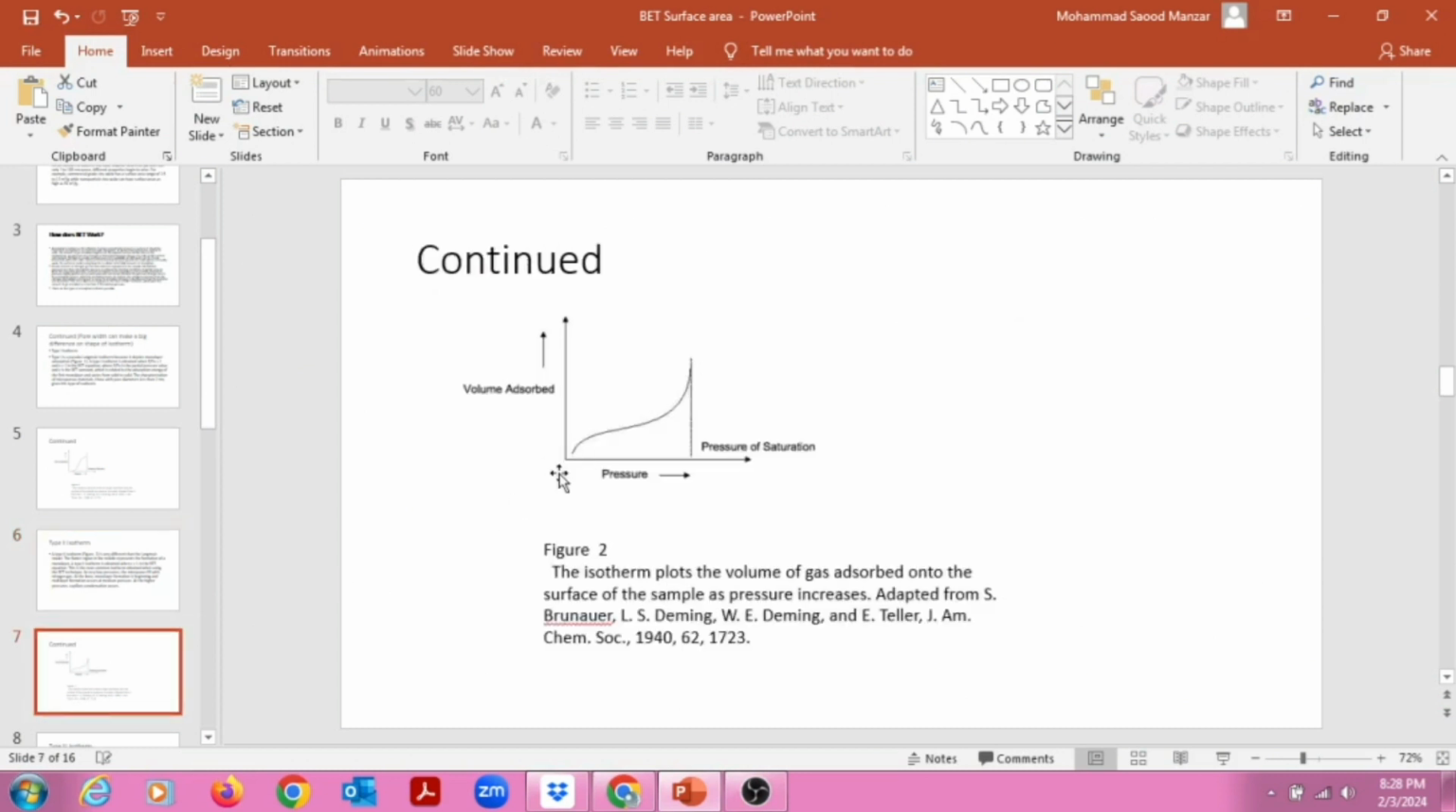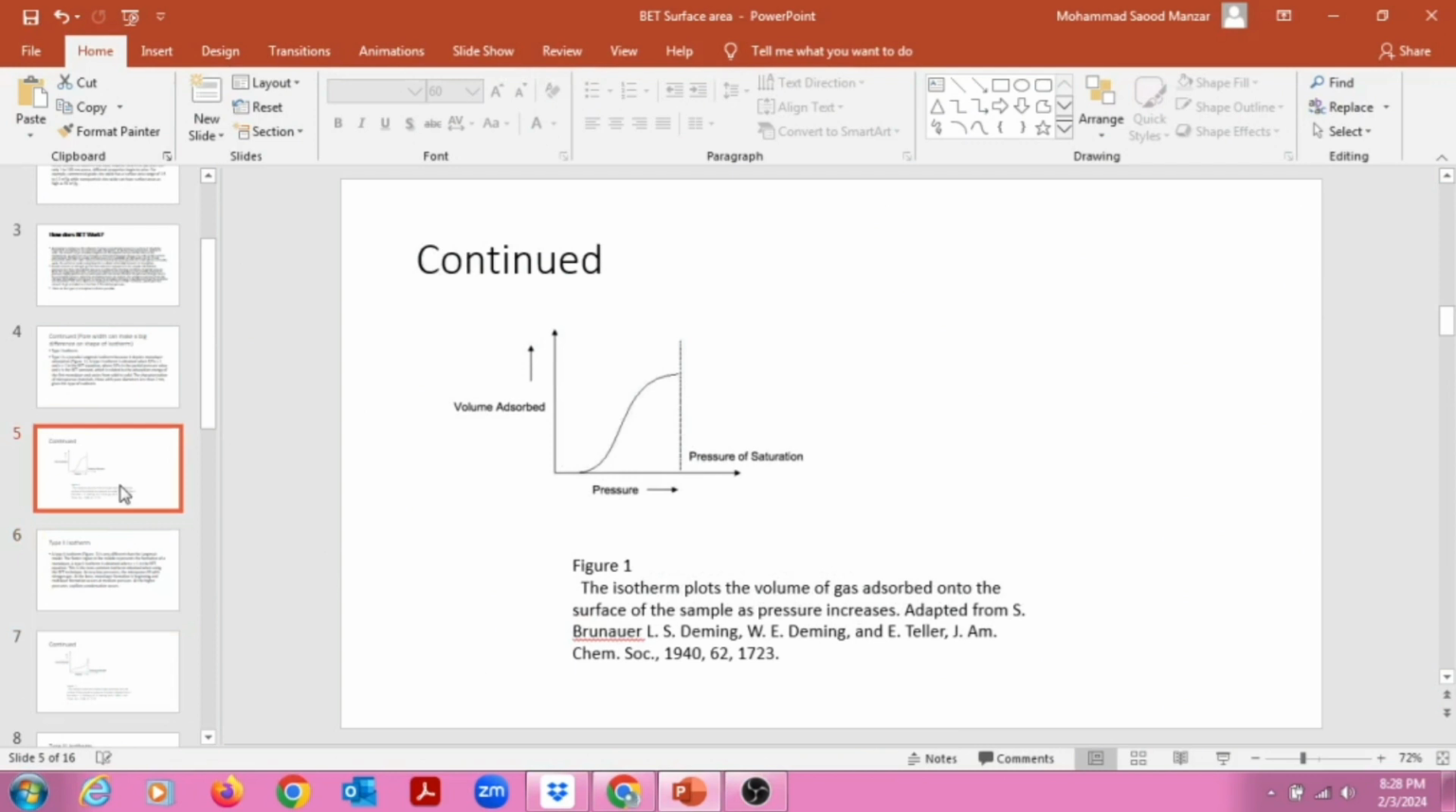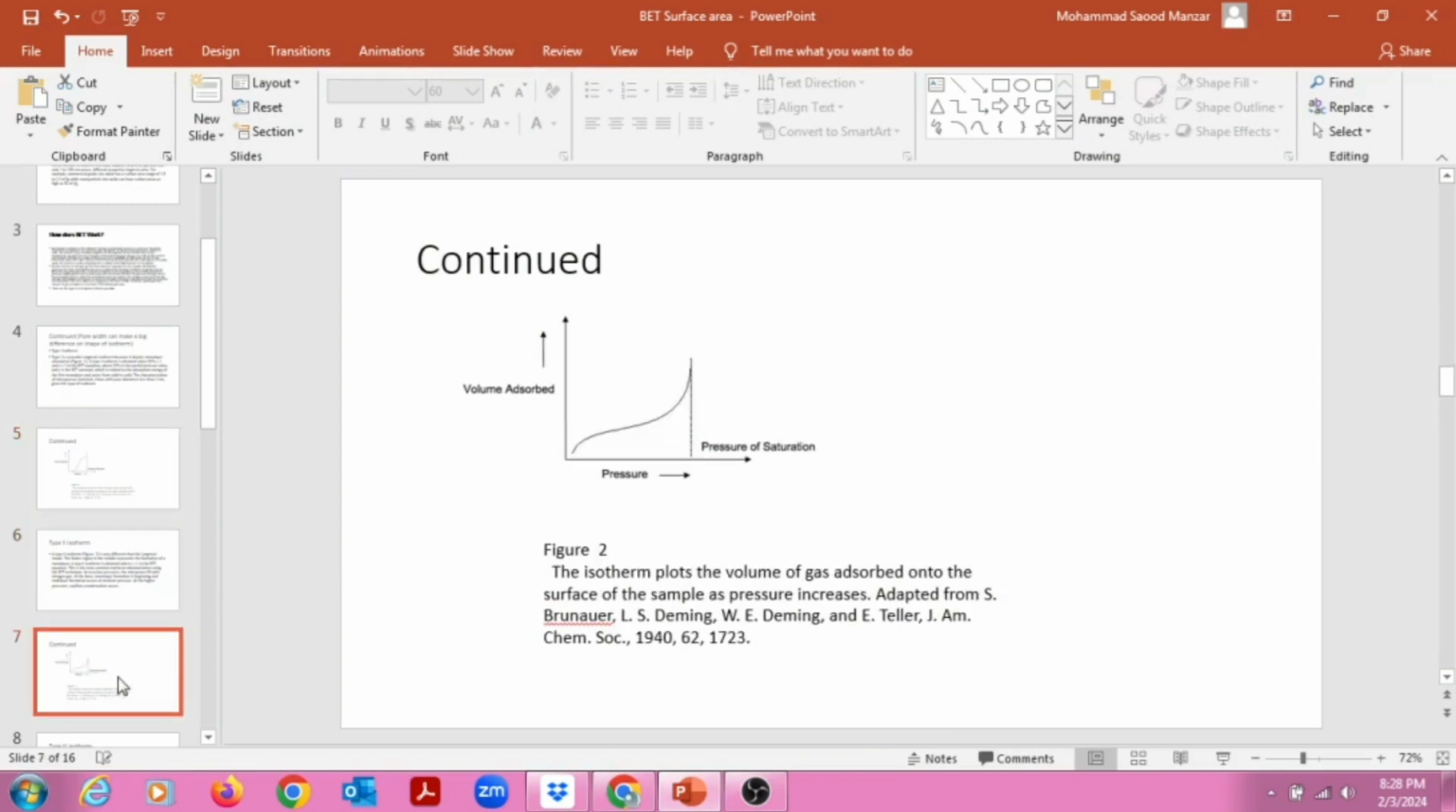So this is the plot. You can see here, which is a bit different from the type 1 isotherm. An isotherm basically plots the volume of the gas adsorbed onto the surface of the sample as pressure increases, which is adapted from this scientist.